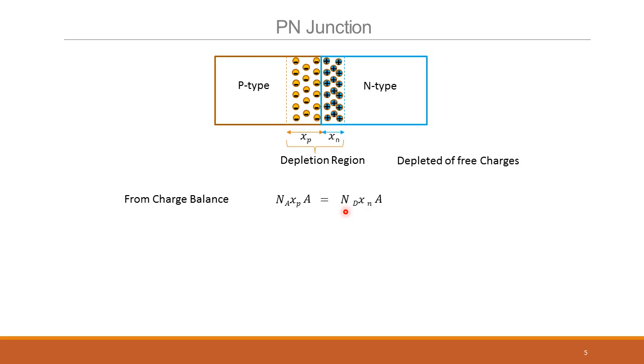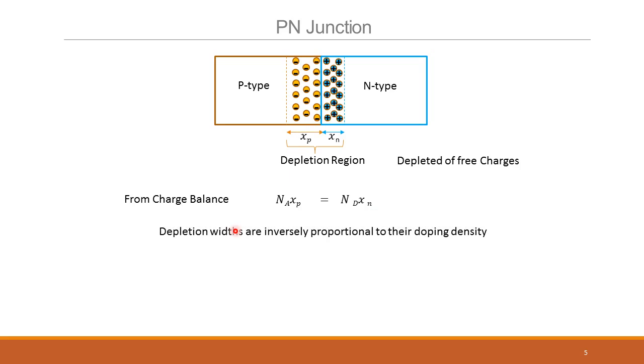Similarly, on the other side it will be Nd xn into A, where xn into A is the volume of this region, right? I have not shown you the cross section, but we assume the cross sectional area as A, like this. Then that volume is xn into A, in which Nd dopant atoms are there. So A will cancel, and you will get Na xp equal to Nd xn. Very simple, straightforward relationship. Na into xp equal to Nd into xn.